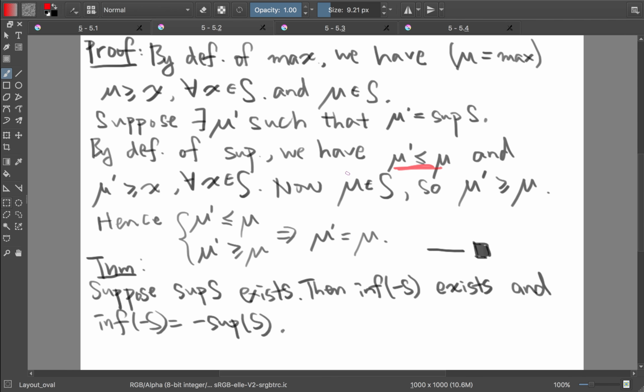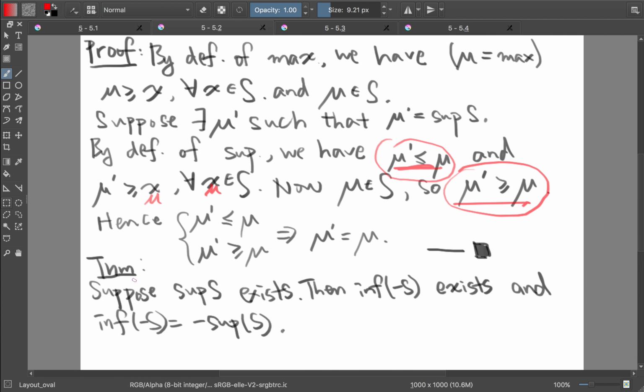Now, we know that mu lies inside S, so we can replace this x by mu. And so we obtain that mu prime is greater than or equal to mu. Therefore, we gather these two pieces of information and we get mu prime is smaller than or equal to mu, and mu prime is greater than or equal to mu. And that means mu prime is equal to mu.